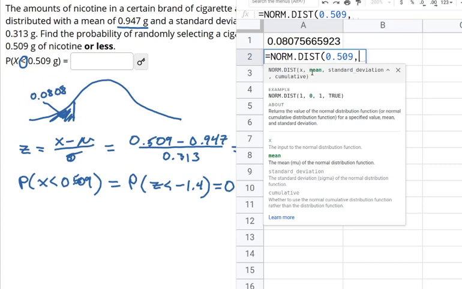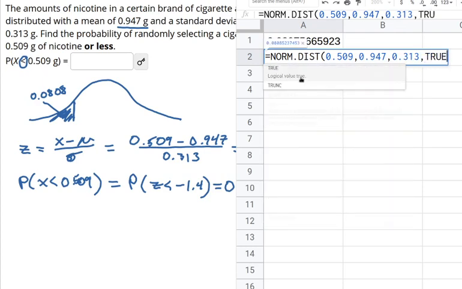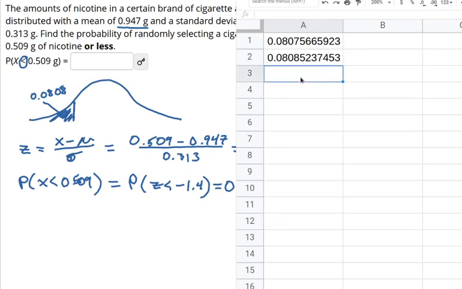And notice the next thing it asks for is the mean. So that is 0.947. And then the next thing it asks for is the standard deviation, 0.313. And now this next one says, is it cumulative? For us, that will almost always be true. And that does a little better.